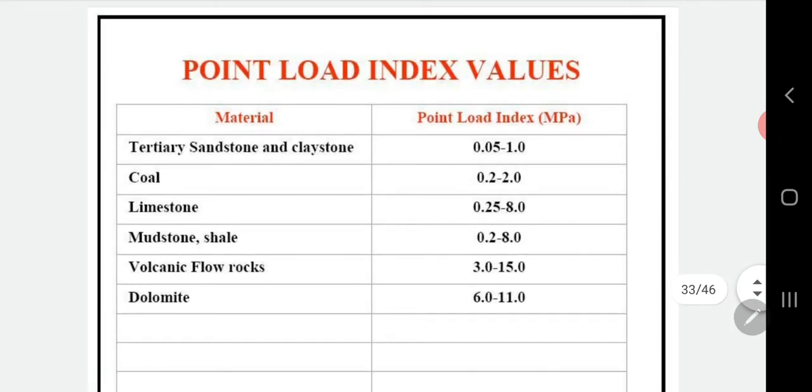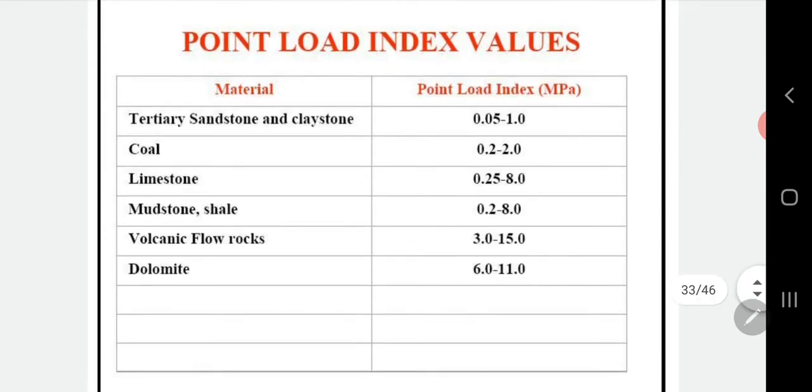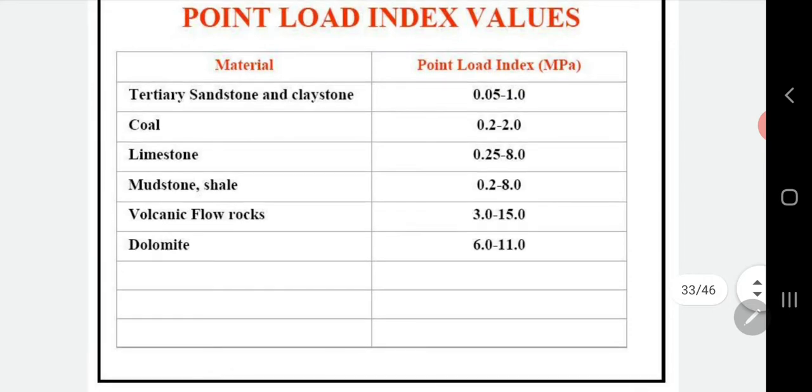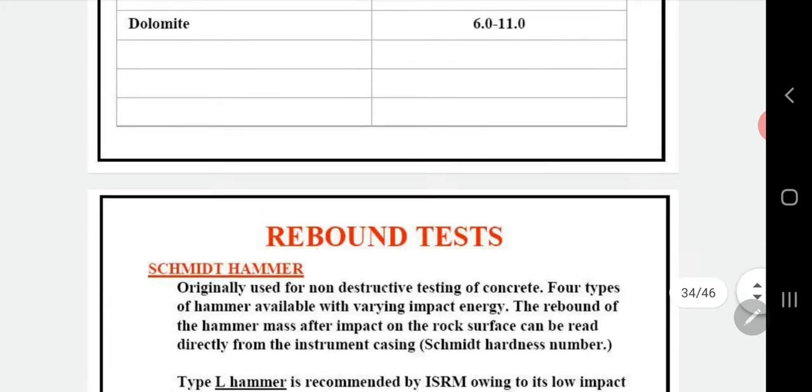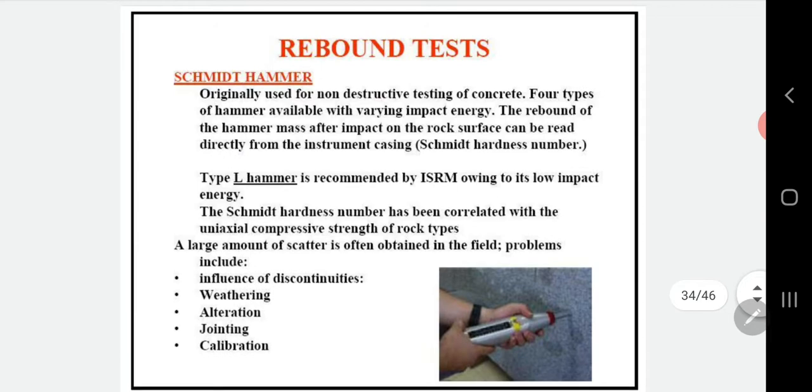Okay, these are all the examples to know the value for point load index. The materials used in the table here are tertiary sandstone and claystone, coal, limestone, mudstone, shale, volcanic flow rocks, and also dolomites.